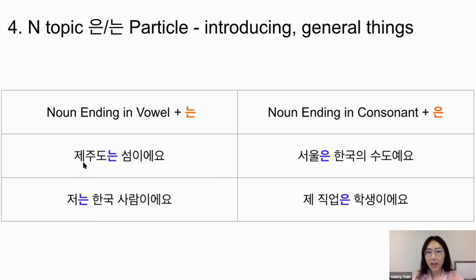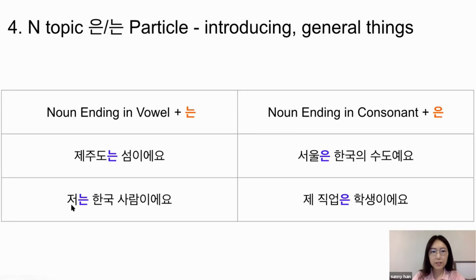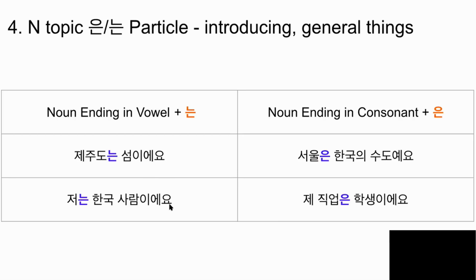제주도 is Jeju island. Jeju island is an island. So 제주도는 섬이에요. 제주도는 섬이에요. Introducing yourself. I'm Korean. 저는 한국 사람이에요. 저는 한국 사람이에요.